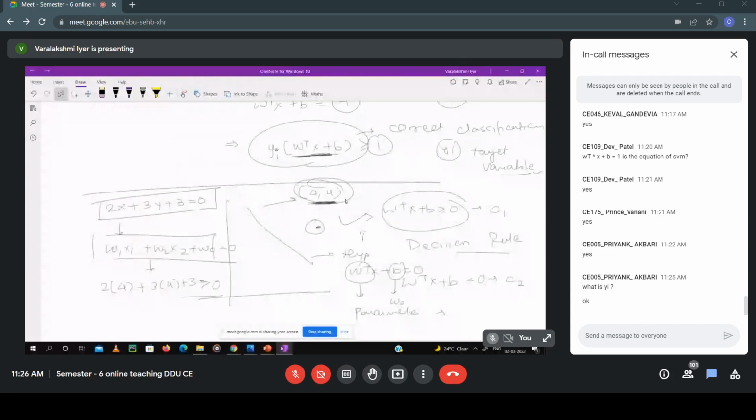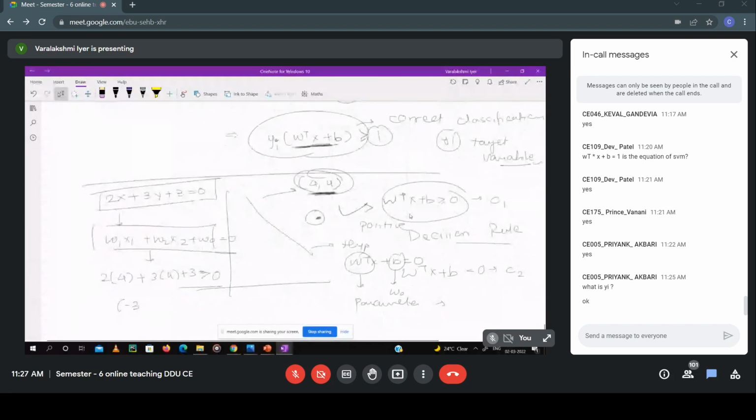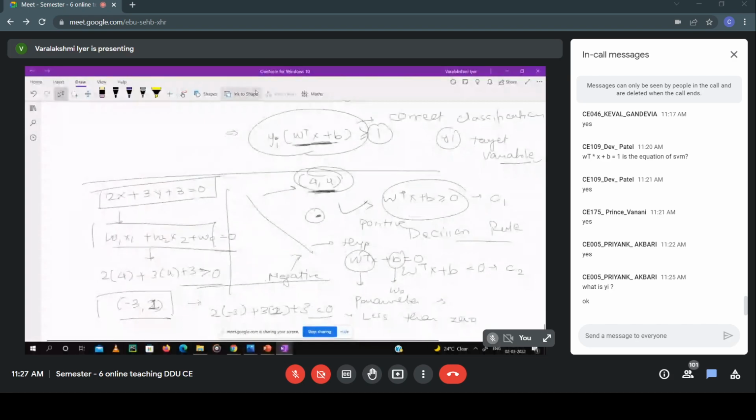We can say this is the decision rule that we were utilizing in a normal linear classifier. Similarly, suppose our point is minus 3, 1. Then this value will be 2 into minus 3 plus 3 into 1 plus 3, which is less than 0. Then we can say that this point lies on the negative side of the hyperplane. So this is the normal decision rule in the case of a linear classifier.